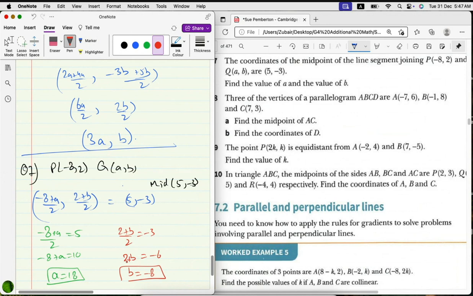Are you getting these answers? Okay, I got the B, minus 8, and I'm just going to do the A again real quickly. Yeah, minus 18. Okay.